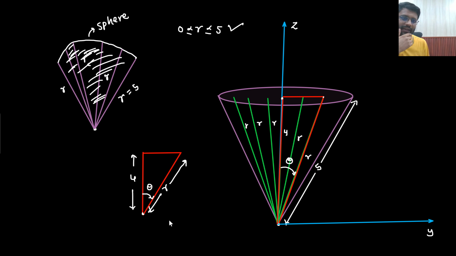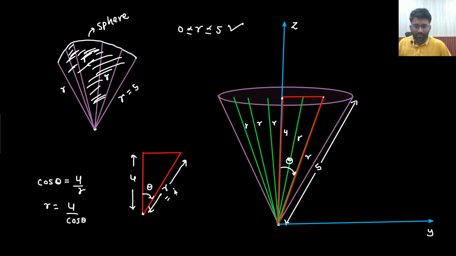So what will be the value of r? Can you find it out? Can I apply cos theta? Yes sir. Cos theta will be nothing but 4 by r. So the value of r will come out to be 4 by cos theta. So this distance actually came out to be 4 by cos theta.